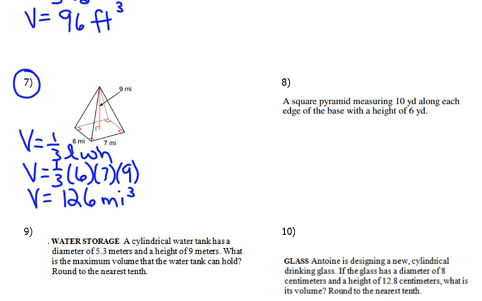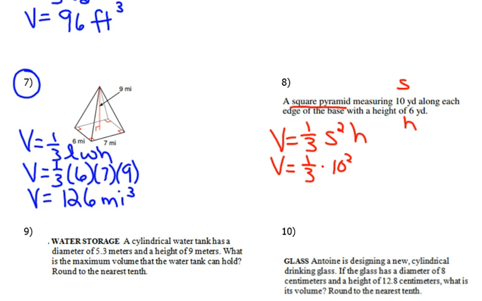I'm actually going to do one of the word problems. So a square pyramid, so this is the side of the square, and then this is your height. So my formula, 1/3, instead of big B, I'm going to put in side squared times h. So just like we did when we had it in picture form. So 1/3 times 10 squared times 6. And that should give me 200 yards cubed.